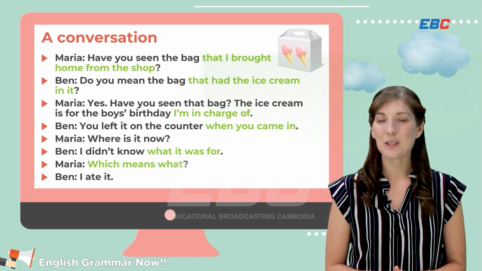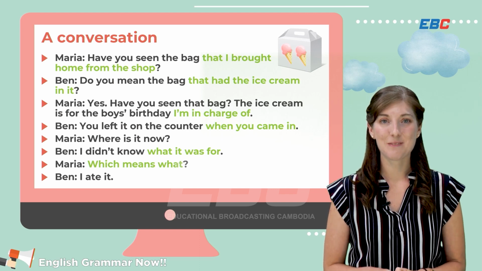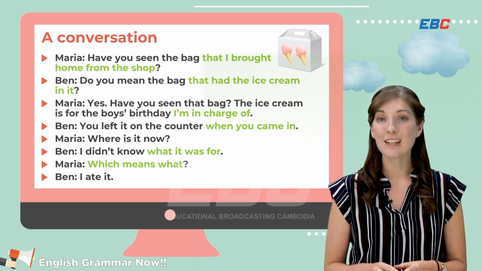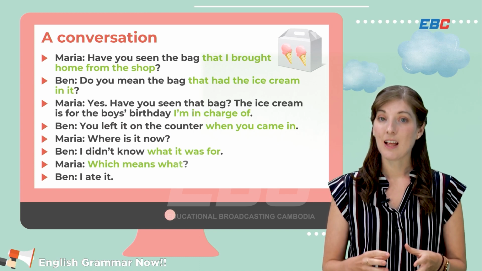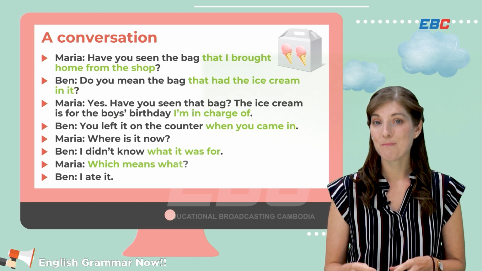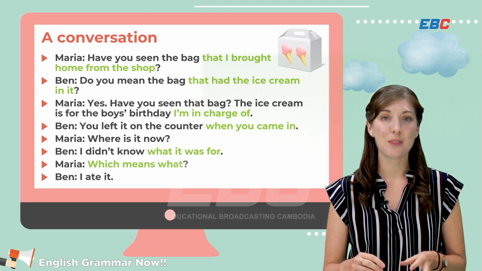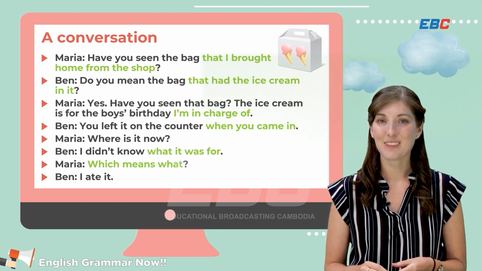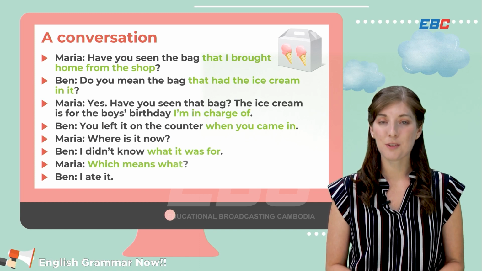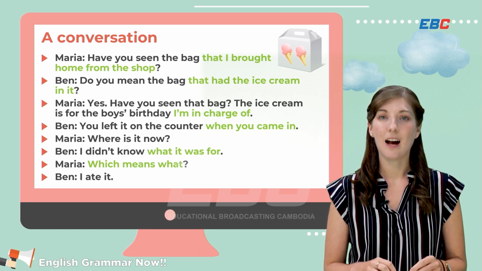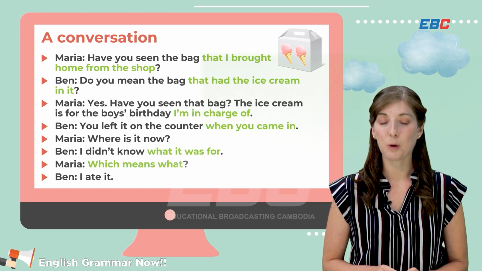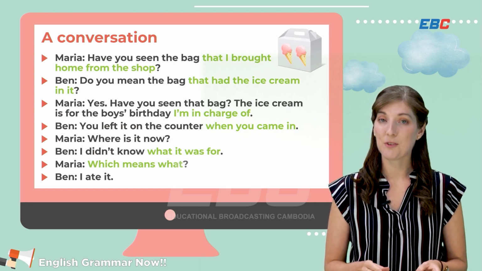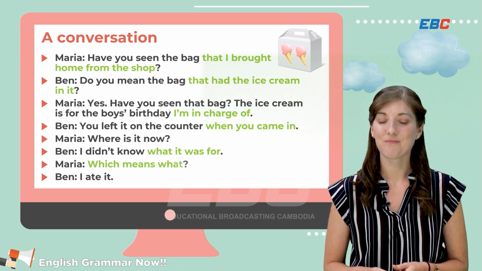Here you can see the relative clauses highlighted. First of all, we've added some description of the bag. The bag is the one that I brought home from the shop. It's also the bag that had ice cream in it. Then we've described the birthday as the one that I'm in charge of. But you can see there's no relative pronoun. We've just said, birthday, I'm in charge of.